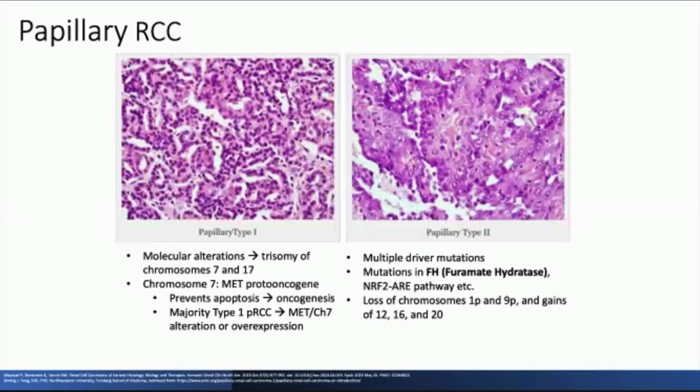And previous studies have shown that the majority of type 1 papillary tumors exhibit either an alteration or an overexpression of the MET gene on chromosome 7. Type 2 papillary, on the other hand, was known to have multiple driver mutations and both loss and gain across various chromosomes. And an important one to remember is actually FH, or fumarate hydratase, which is known to be linked with hereditary leiomyomatosis and papillary RCC.